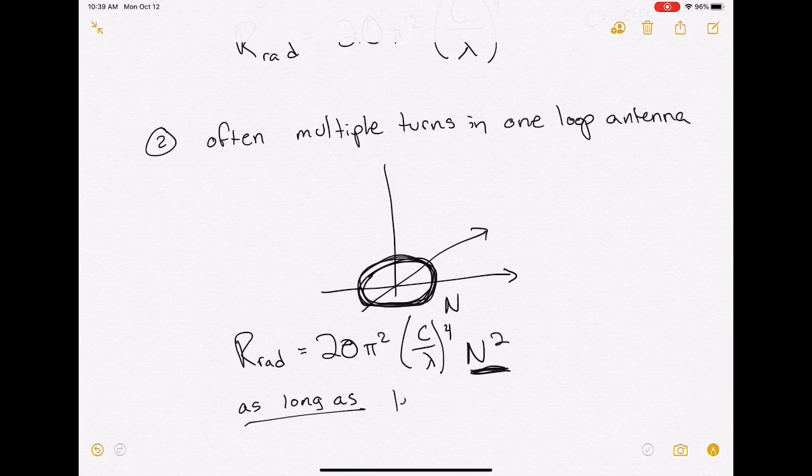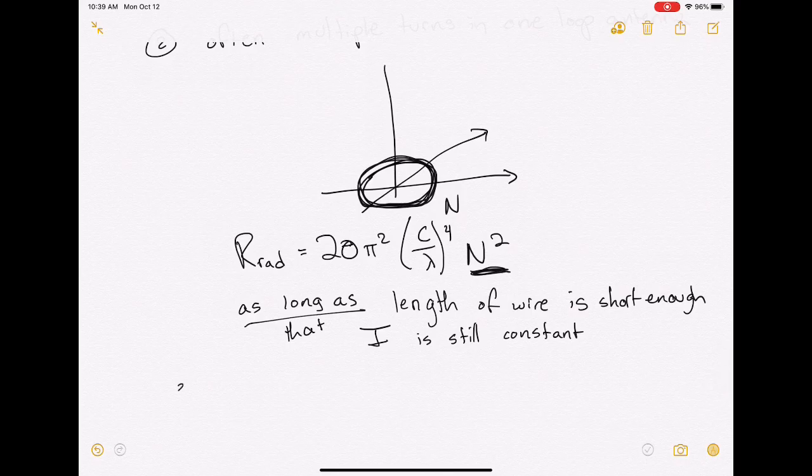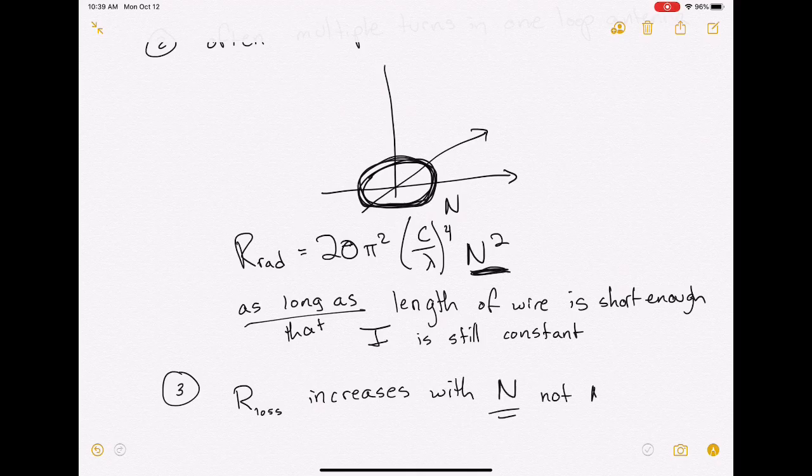the total length of the wire is short enough that I is still constant. One last thing that I want to note here is that part 3, the loss resistance, increases with n, not n squared.